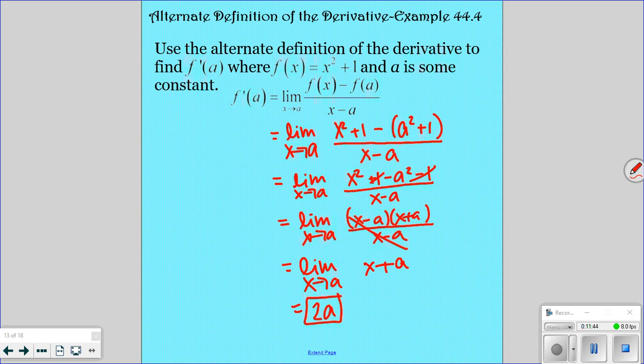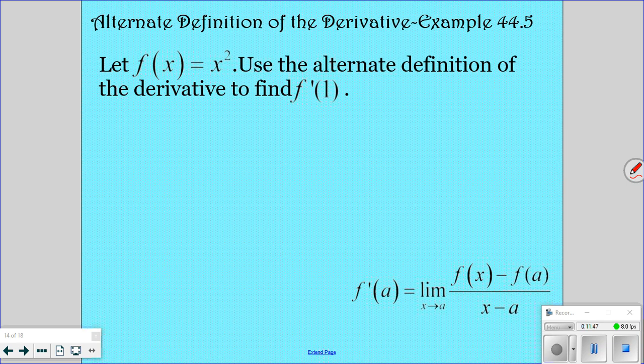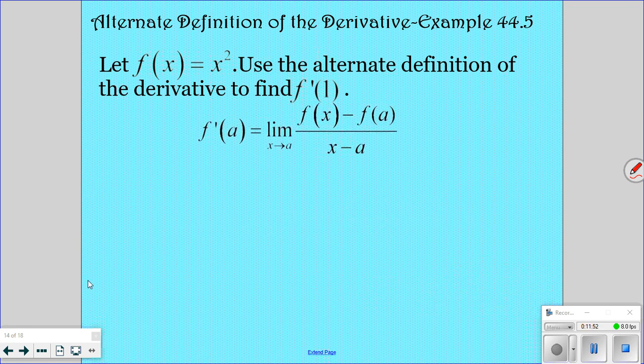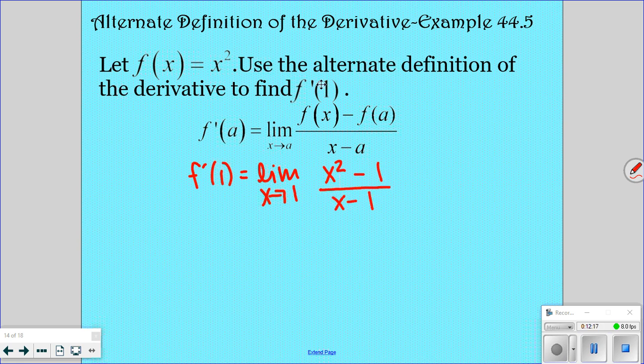So let's look at another one. We want to use the alternate definition of the derivative to find the derivative at 1. So here's our formula that we're going to use. And we're looking for when our a is 1. So the limit as x goes to 1, f of x is x squared. f of a would be where 1 is squared, so 1, over x minus 1. Because everywhere you have an a, you're going to plug in a 1.